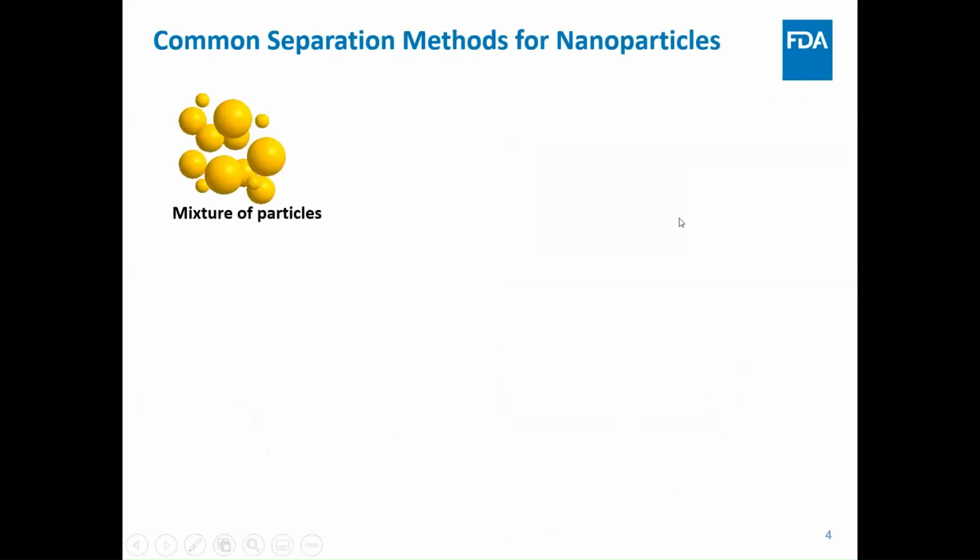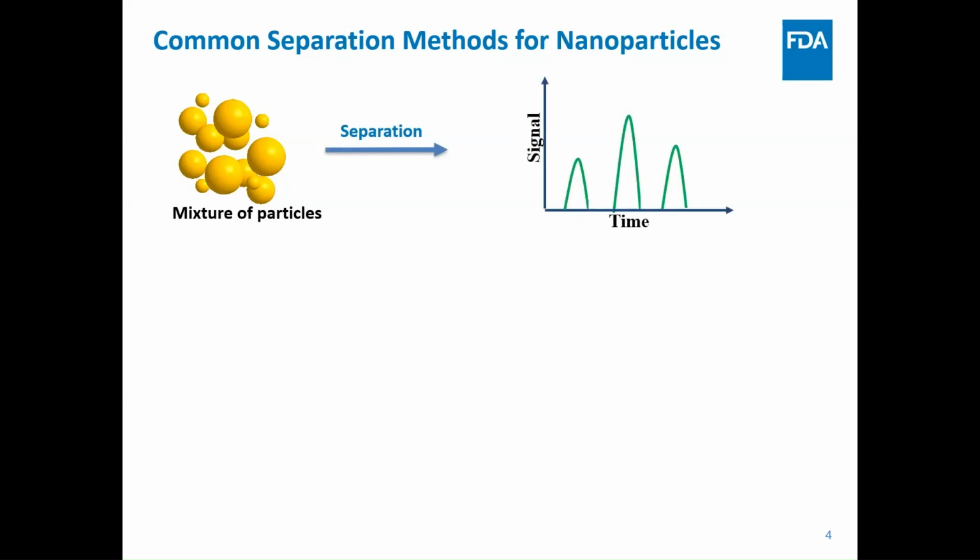The purpose of separation is that if we have a mixture of particles of different size, we use a separation technique to separate them into a few fractions, and each fraction contains relatively uniform particles. Then we use a different technique or detector to characterize each individual fraction. So the general idea is to improve the resolution.